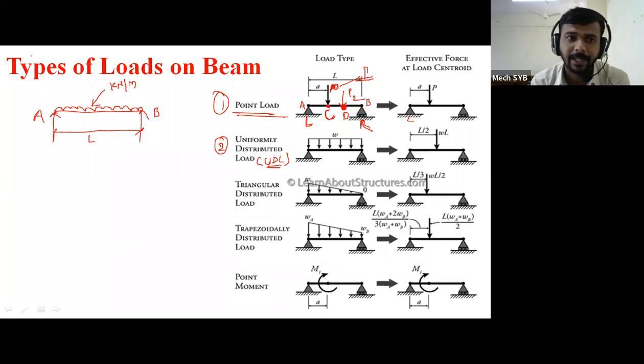That is from point A up to point B. From point A up to point B, if the load is uniformly spread, then that load will be the UDL. For example, this is a 50 kilonewton per meter UDL. What is the meaning of 50 kilonewton per meter? 50 kilonewton is the magnitude, and per meter means length.